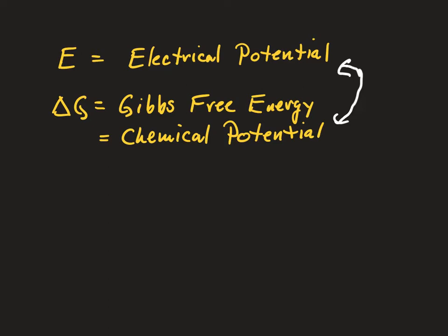We can get a relationship that looks like this: the delta G for an oxidation reduction reaction is equal to minus nFE. And often you see that F written as a script, like a fancy F. And so we've got our Gibbs free energy, and we've got our electrical potential, check.